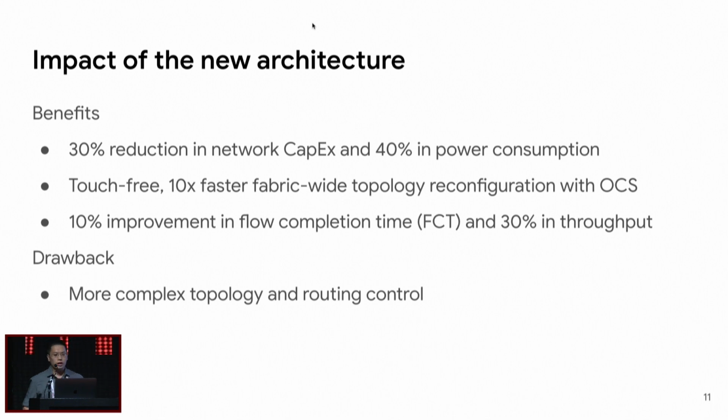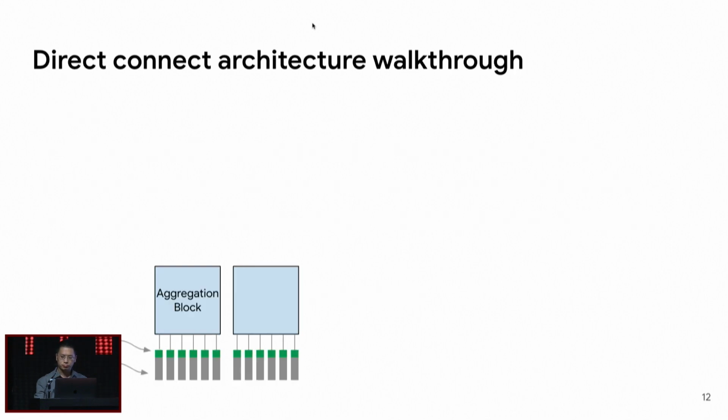This re-architecture exercise has reduced 30% of our fabric's CapEx and 40% of its power consumption, all while improving flow completion time by 10% and throughput by 30%. The introduction of OCS has also made the fabric-wide topology reconfiguration not only touch-free, but tenfold faster than before. Now, one drawback of this new architecture is the increased complexity of topology and routing control. Now, let's walk through this new architecture in a bit more detail.